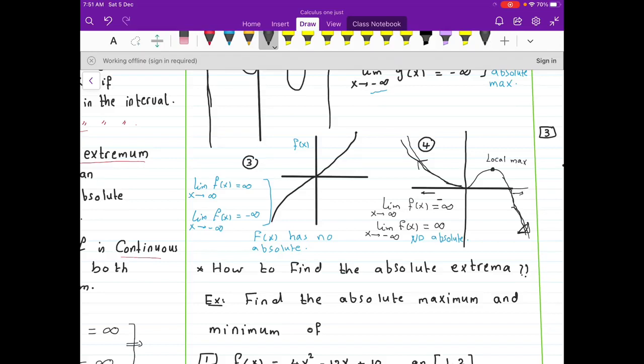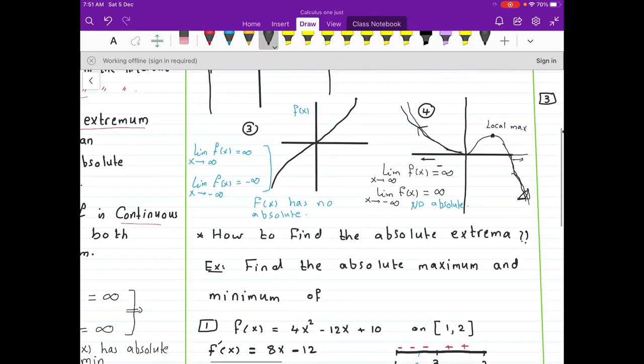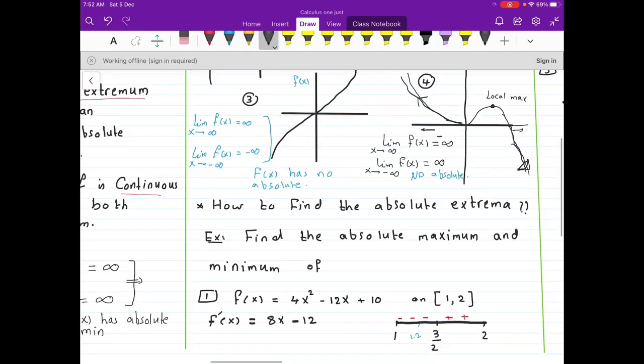Same procedure as finding the local max: find the critical points. But you must find the image for each critical point. The largest one will be the absolute max, and the smallest one, whose image is the least, will be the absolute minimum.